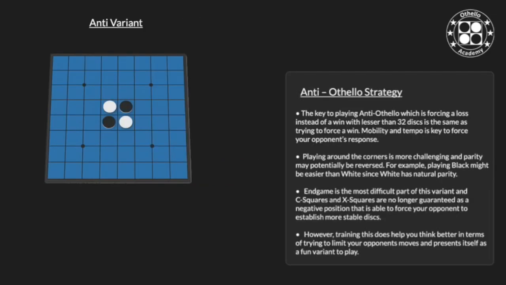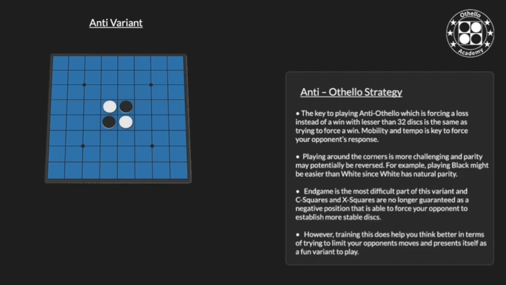Now, let's talk about the anti-Othello strategies. Basically, the anti-Othello variant is about playing on the exact same size as the traditional Othello board. But in this case, instead of trying to achieve more than 32 discs, for anti-Othello what you want to do is achieve fewer than 32 discs. You basically want to force a loss instead of a win. So basically, losing is winning.